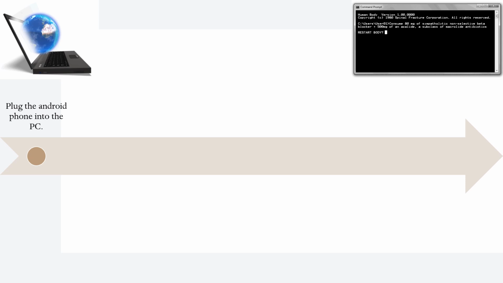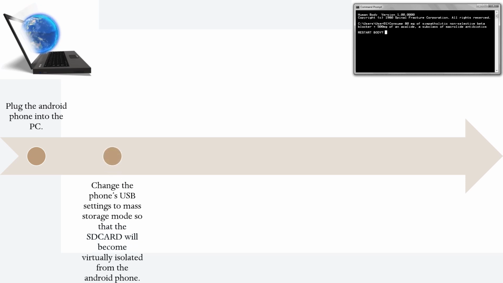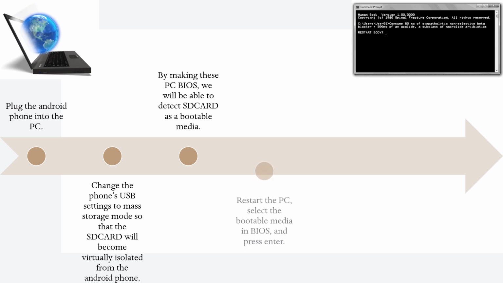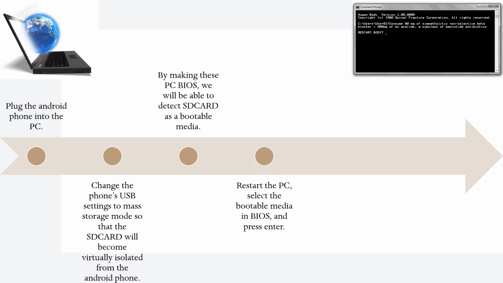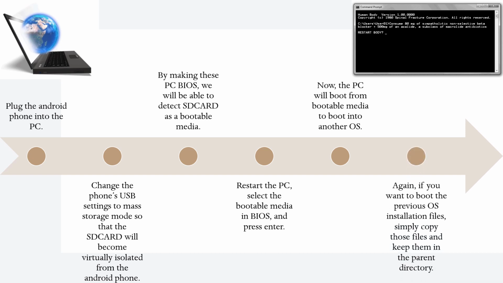Plug the Android phone into the PC. Change the phone's USB settings to mass storage mode so that the SD card will become virtually isolated from the Android phone. By doing this, the PC BIOS will be able to detect the SD card as bootable media. Restart the PC, select the bootable media in BIOS and press enter. Now the PC will boot from bootable media to boot into another OS. Again, if you want to boot the previous OS installation files, simply copy those files and keep them in the parent directory.